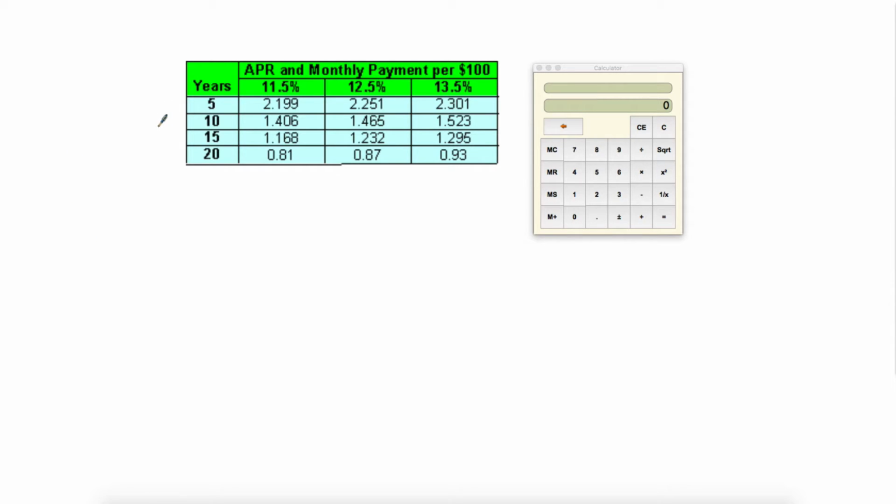With this self-check, or this assignment, we're given a table, and this table tells us both the APR and the monthly payment, but we need to remember it's per $100. Okay, that's an important part. So let's just say we're getting a $20,000 loan, and it's a 15-year loan.